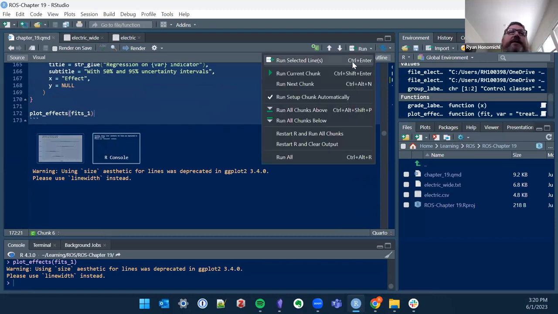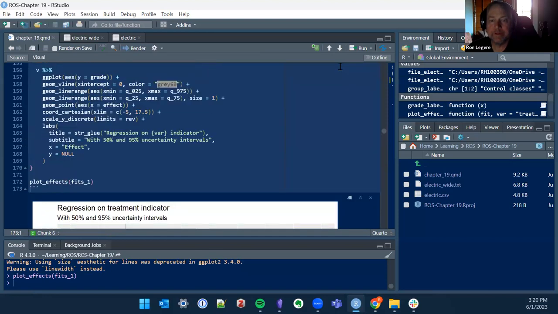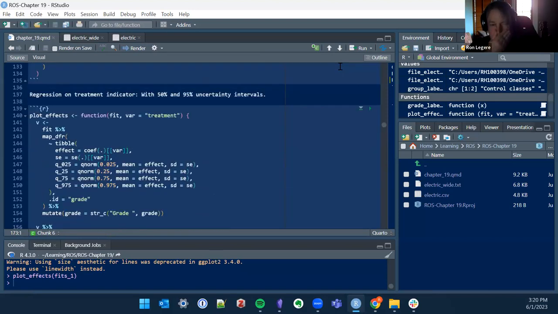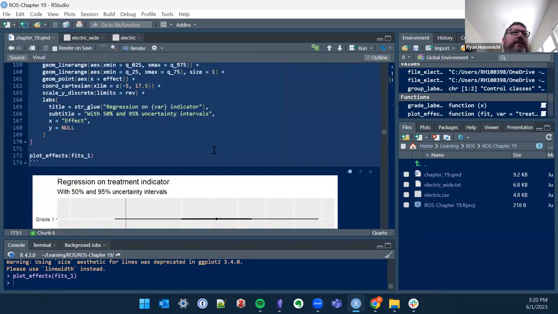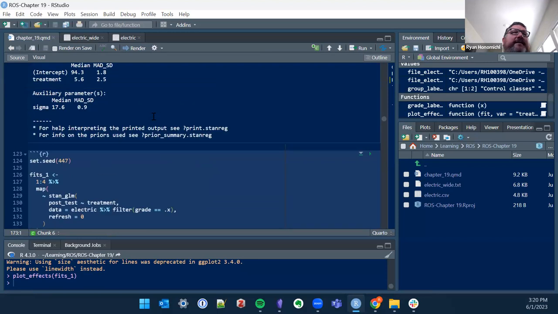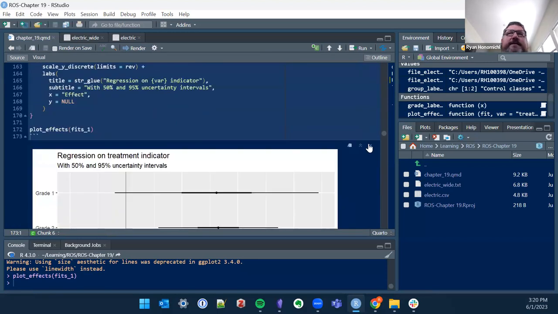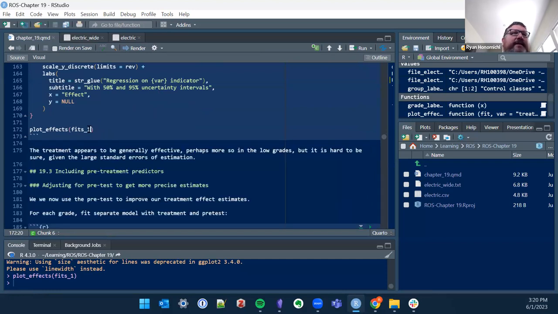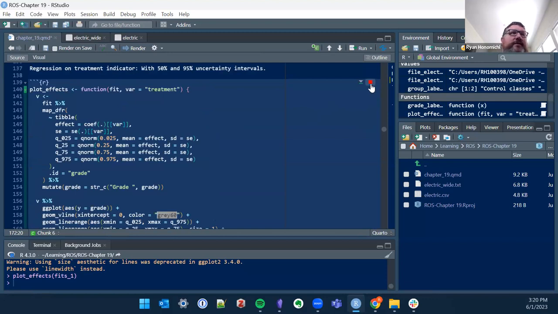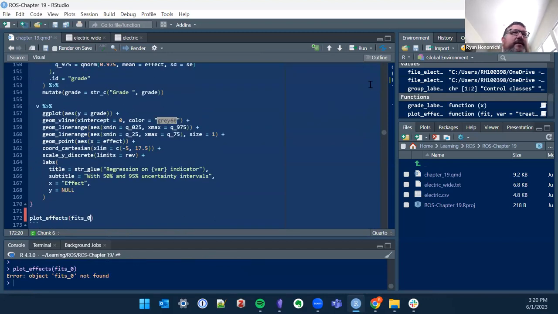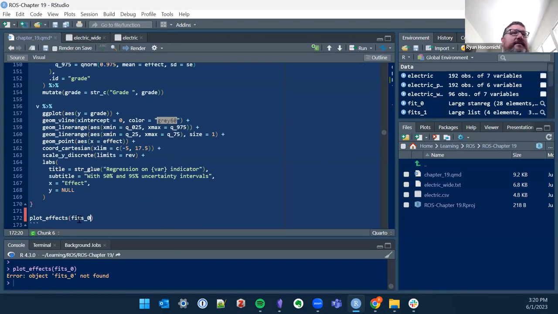Okay, so I think actually one of these is okay. Oh, nice. So this plot function is, you know what I should have done first, I just realized, let's look at this one first. Maybe we'll see if it even works. Hold on. Oh, wait a minute. Fits.